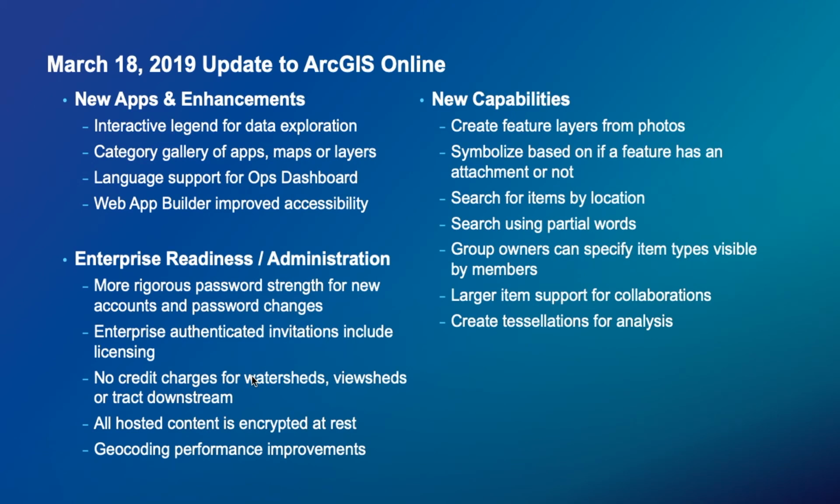So there are three areas. New apps and enhancements to those apps, enterprise readiness, which is kind of what this talk has been about, and new capabilities. So let me start with the new apps and enhancements. In terms of the templates, we've got one with an interactive legend, so you can actually use that legend for exploring the data. It's pretty powerful. You just change the legend and you can see things on the map, highlight things on the map. A new category gallery of applications, maps or layers, so it's another way of showing a whole bunch of things together. Ops dashboard gets right to left enhancements for different languages support.